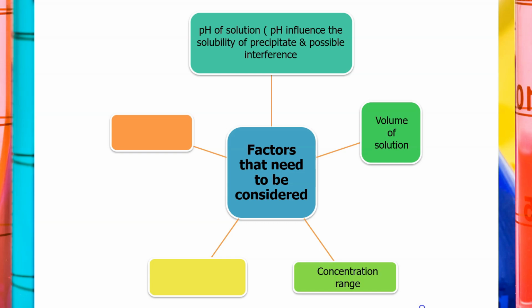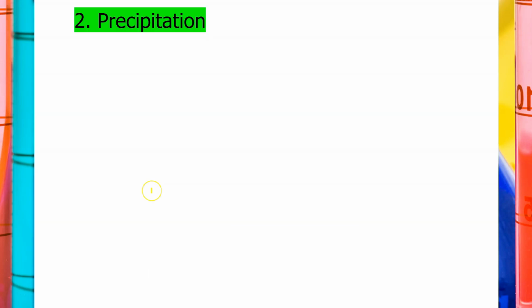The third one is the concentration range. An optimum concentration range is needed in the reaction to produce an optimum product. The fourth one is the presence of other constituents, because it can affect the product that will be produced. And the fifth one is the temperature. Certain reactions need a certain temperature to make sure the analytes are in a stable form.